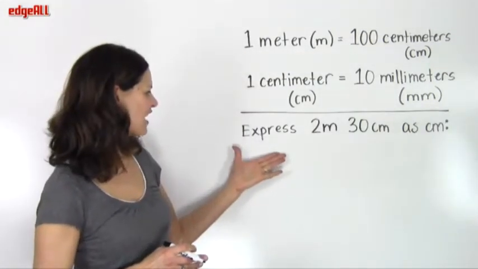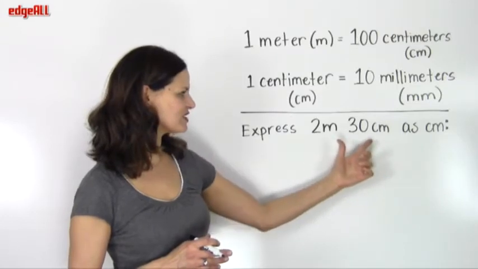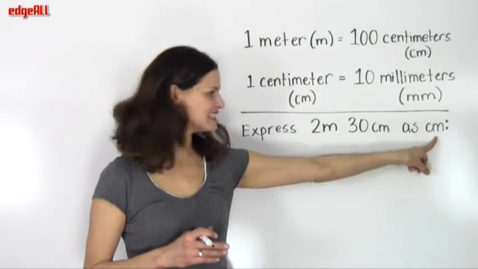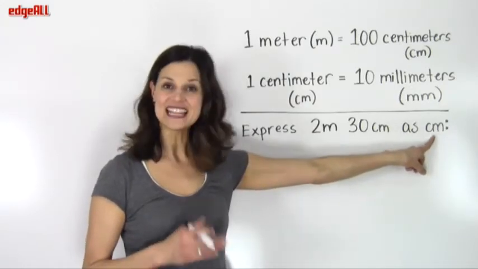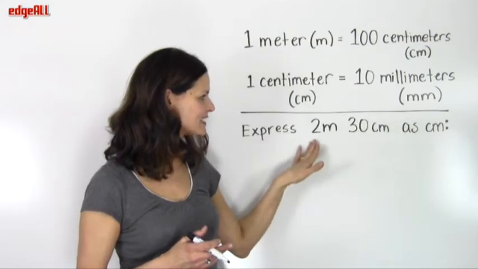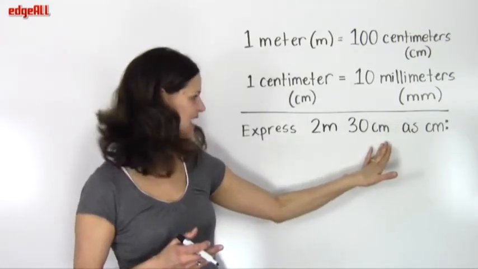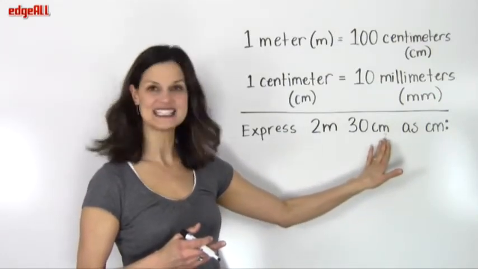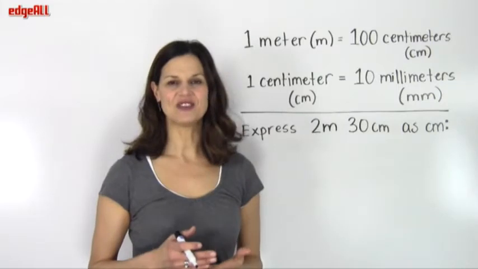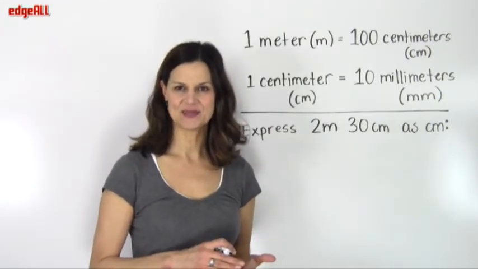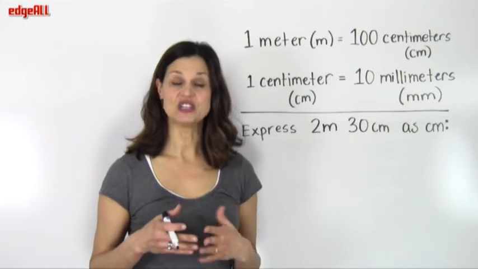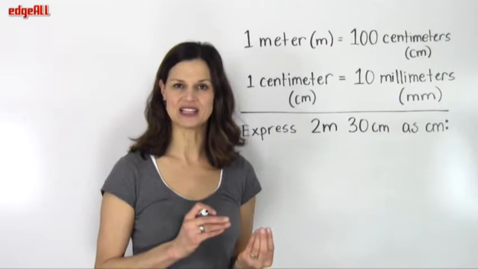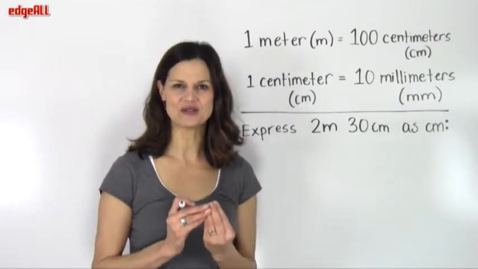In this example, we are asked to express 2 meters 30 centimeters as centimeters. So we are trying to convert this to centimeters. But the length is given using a mix of meters and centimeters. The 2 is given in meters. The 30 is given in centimeters. So how do we convert a mixed unit measurement? To convert a mixed unit measurement to 1 unit, you need to convert each part of the mixed unit separately and add the converted values together.